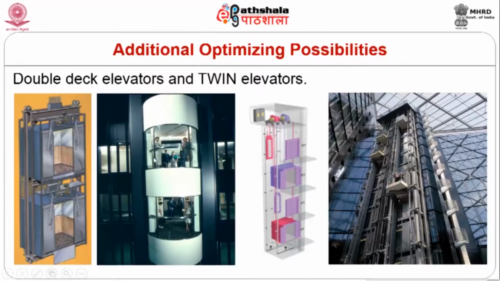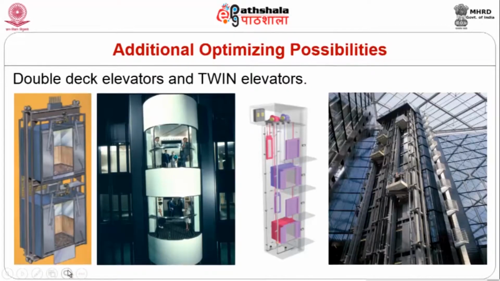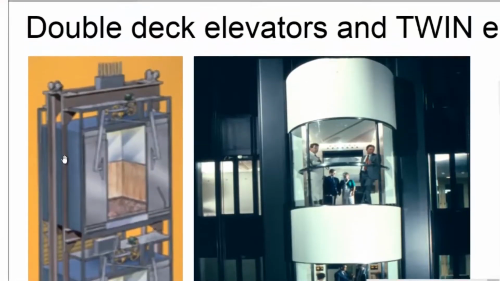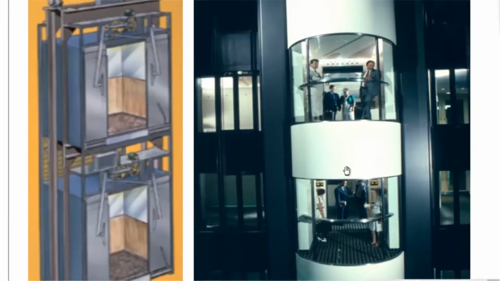So, as we have seen additional optimizing possibilities, we have double deck elevators and twin elevators. Indicative images are shown here. So, here is a double deck elevator. We can notice that one deck is above the other and is a realistic image. This is used in scenarios wherein alternative floors are used for landing. Say for example, this particular car is used for all the odd numbered floors, and this particular car is used for all the even numbered floors.